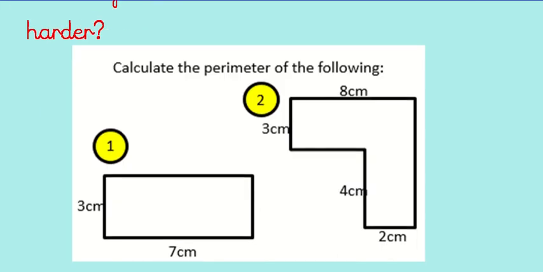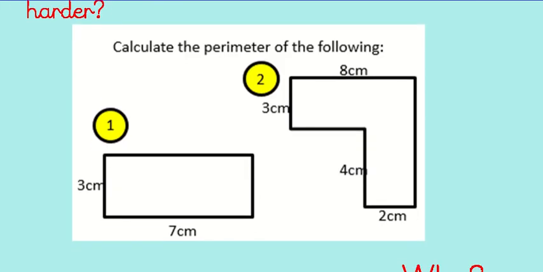So which of these is harder? Well, let's calculate the perimeter of the following. Here I've got 8 centimetres, and here I've got 3 centimetres, and here I've got 4 centimetres, here I've got 2 centimetres, but I've got 2 sides missing, haven't I? And I've got to try and calculate the length of this space here, and I've also got to calculate the length of this space here. And how am I going to do that?